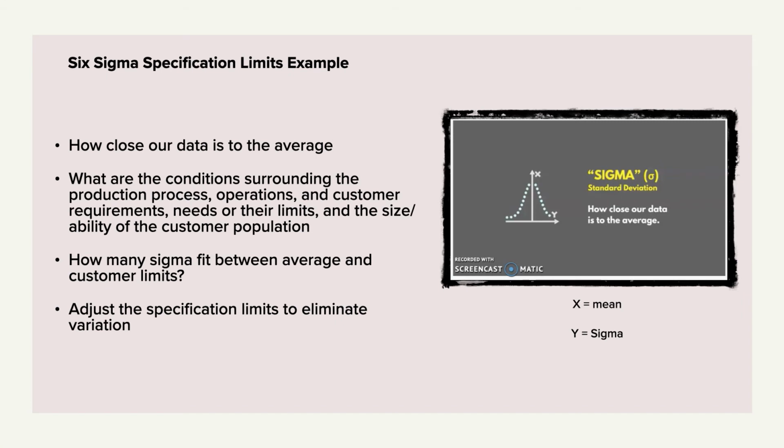Now you can apply this method to many different types of industries or business processes. Here is a simple example of Six Sigma specification limits. In Six Sigma, we must know how close our data is to the average we want to go. Here X is mean and Y is sigma. More importantly, we must know the conditions surrounding the production process, operations, and customer requirements, their needs or their limits, and the size of the customer population. Then we can decide how many sigma fit between average and customer limits and adjust the specification limits.